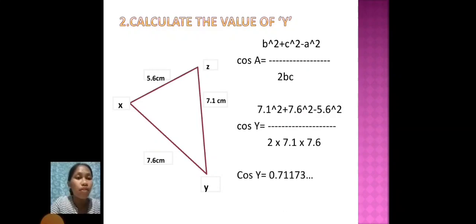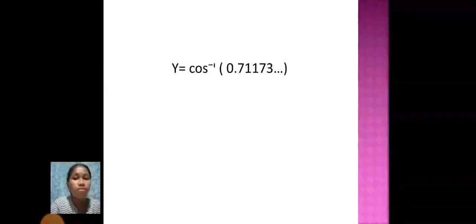So we have cosine y equals 0.71173 and so on. We need to use the inverse cos function again. So y equals cosine to the minus 1 of 0.71173 and so on. We use a calculator to solve this. So our y now is 44.6 degrees.